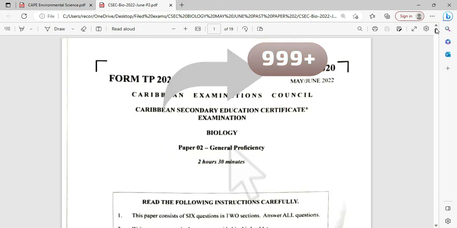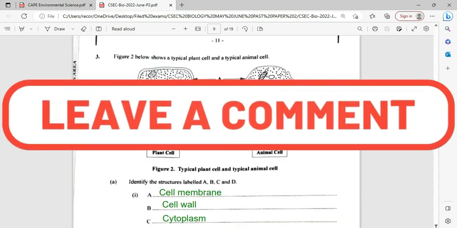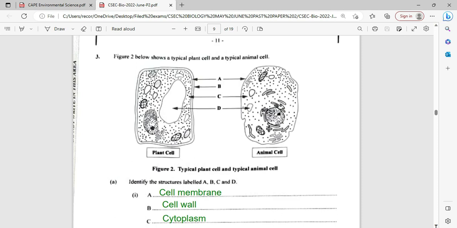Let's hop right into the video. Question number 3 of a 2022 May-June exam, which was sat actually in July. Now, this is on cells, and you really wouldn't want to go to the exam and see a question on cells, photosynthesis, and that sort of thing, and you're not able to do it. So figure 2 below shows a typical plant cell and a typical animal cell. Once you're seeing them beside each other, it will require that you distinguish.